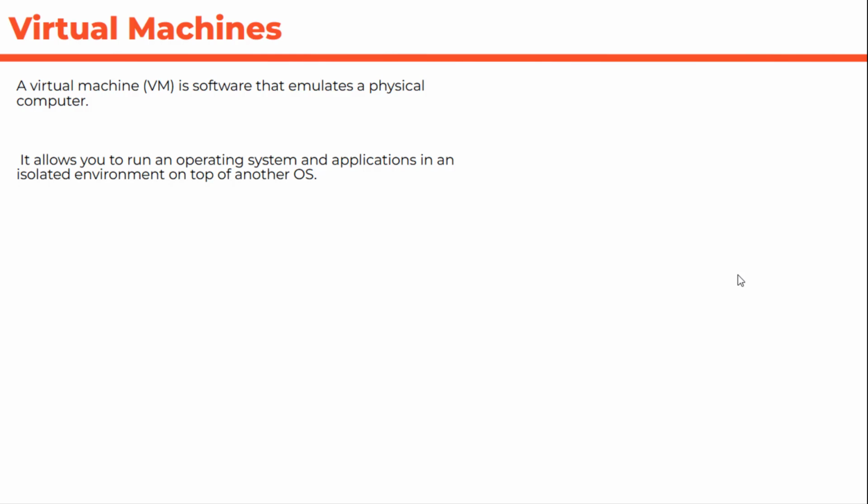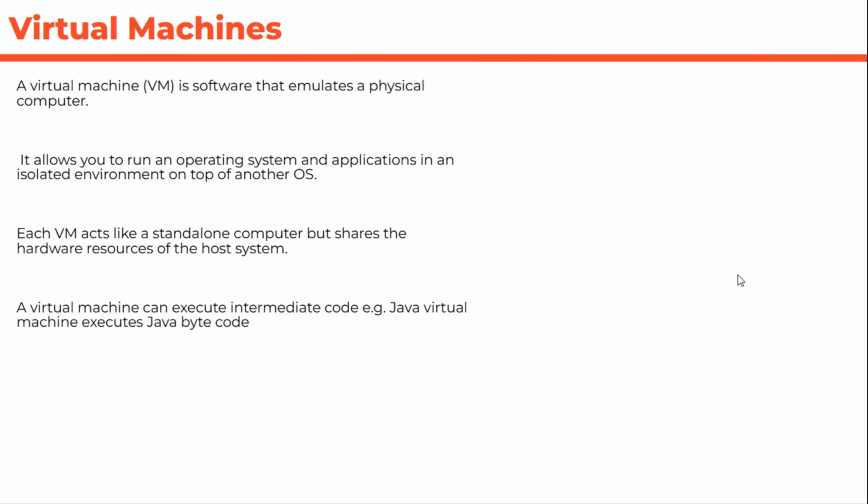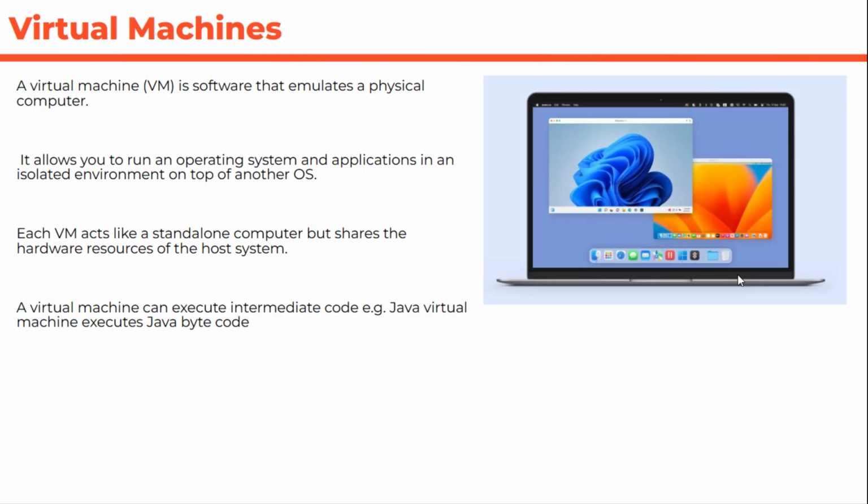So while I might be running a Windows operating system right now, I might be able to run an Apple iOS or some kind of Linux operating system, for example. And you can emulate all kinds of devices, laptops, tablets, mobile phones, you can run them all using a virtual machine. And if your computer's powerful enough, you can run multiple virtual machines. But each virtual machine acts like a standalone computer but shares the hardware resources of the host system. A virtual machine can execute intermediate code, we call it, such as Java virtual machines execute Java bytecode. And that's what it looks like.